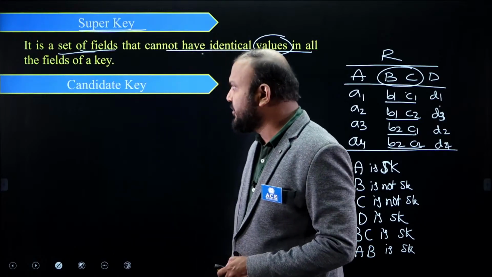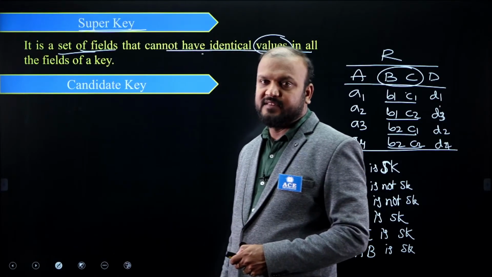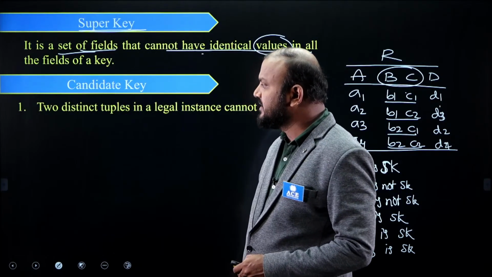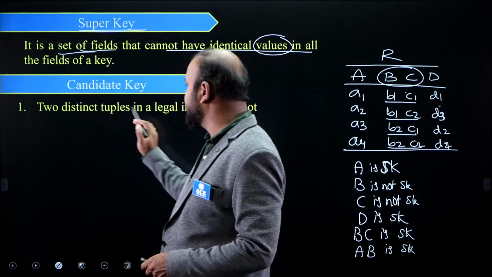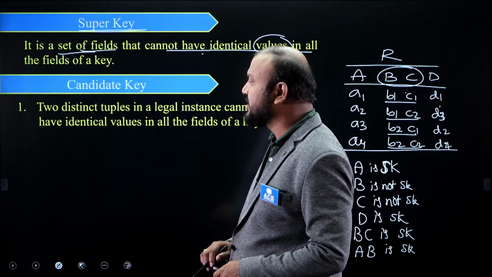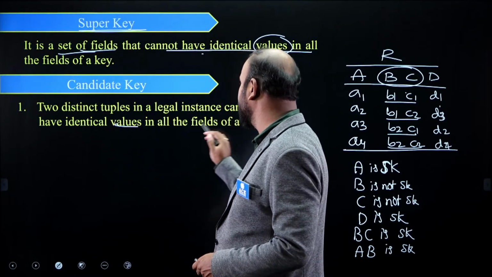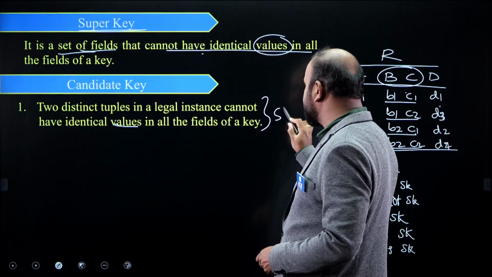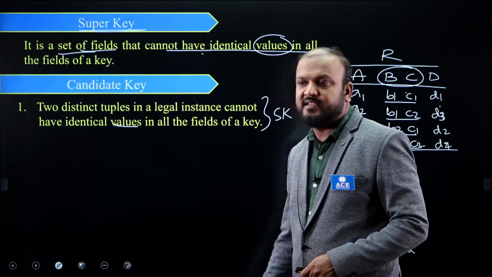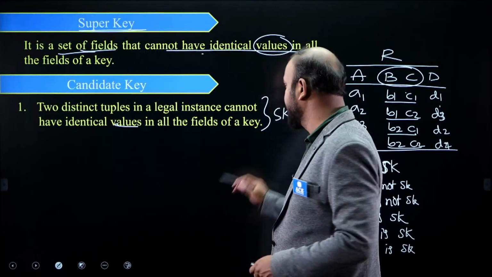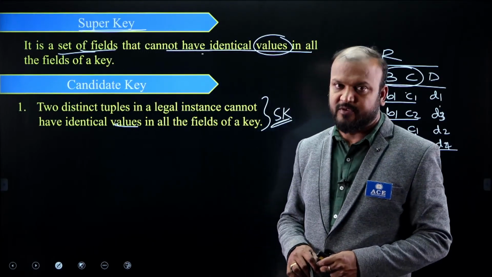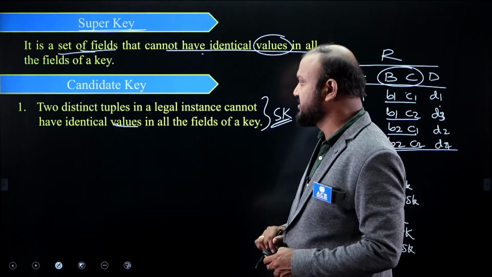So one more important thing is the candidate key. This is very important. Look, what is a candidate key? Two distinct tuples in a legal instance cannot have identical values in all the fields of a key. It is the same definition. So what does it mean? First, if it is to be a candidate key, it should be a super key. Correct? First it should be a super key before it can be a candidate key, because of the same condition.